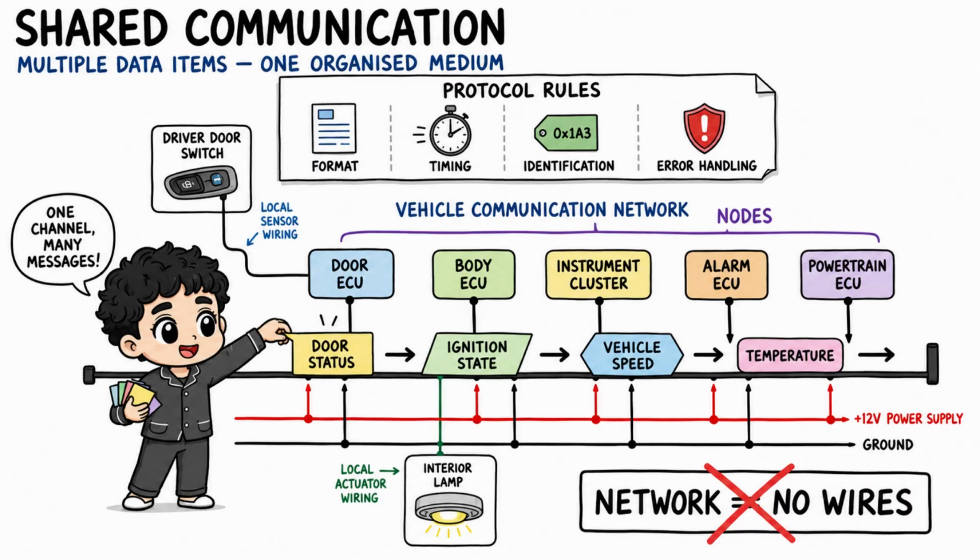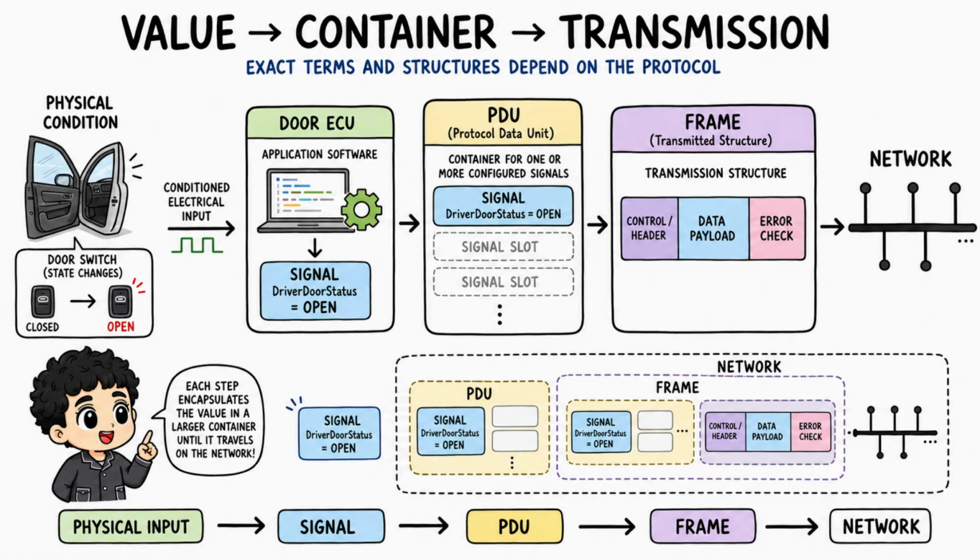This does not mean that every wire disappears. Sensors and actuators may still connect locally to an ECU, and power wiring remains necessary. The network mainly reduces repeated point-to-point communication wiring between electronic controllers. Return to the driver door.